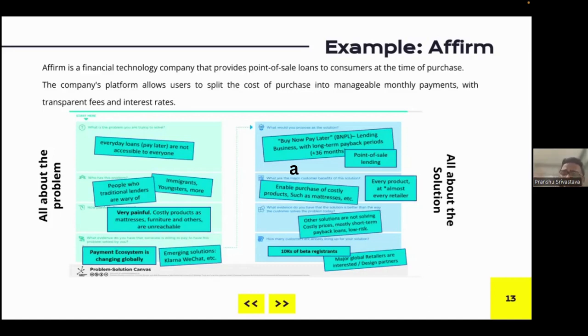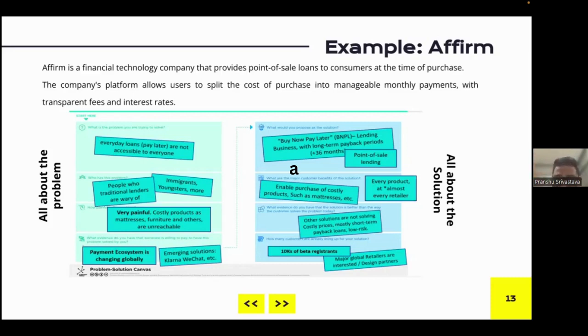So other solutions are not solving that. So this particular solution fits that gap. Then how many customers are already lining up? As we have already discussed, if this particular POS machine is installed in every retailer shop, most of the retailers are interested.